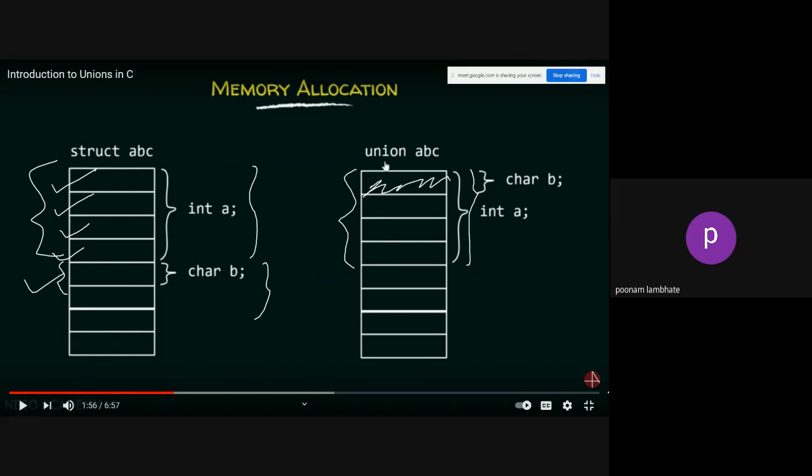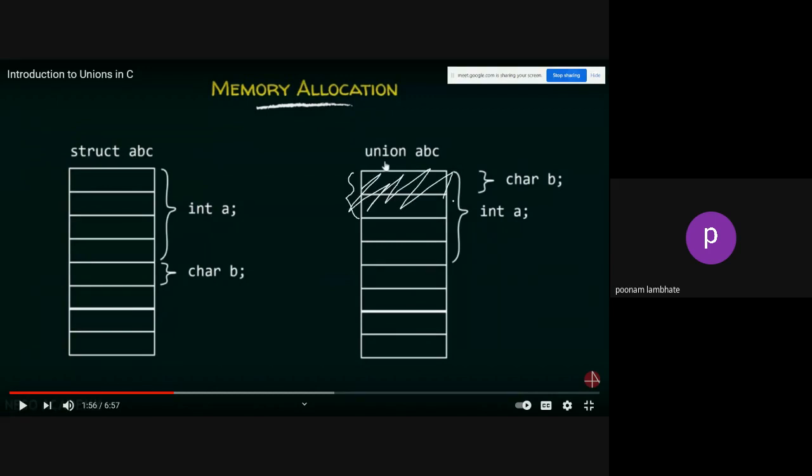This is the meaning that they will occupy the same memory location. Suppose you have a short variable, short C, that occupies 2 bytes. So it will start from this location and go till here. These 2 blocks will be occupied by short C.